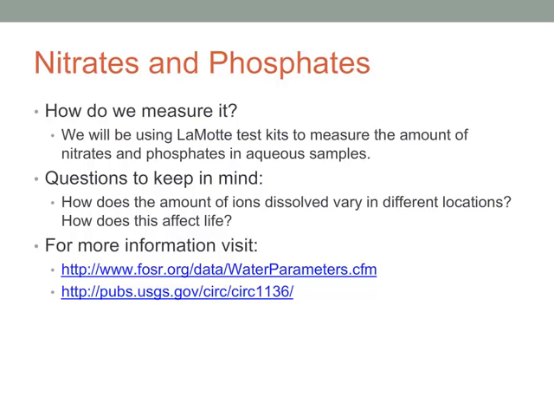When you're measuring nitrates and phosphates, here are some questions you should keep in mind. How does the amount of the ion dissolved vary in different locations? What could be causing this variance? And how does that affect life in the different areas?